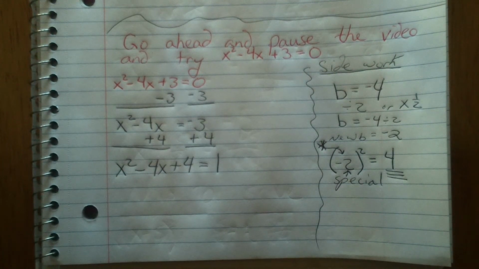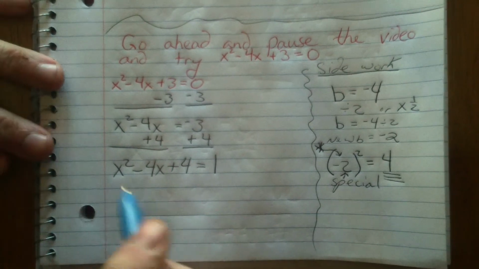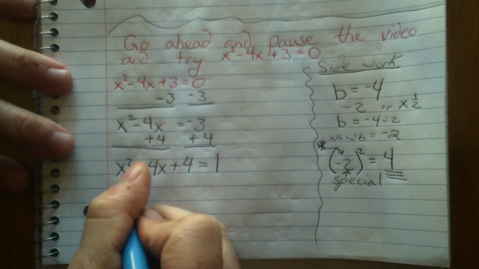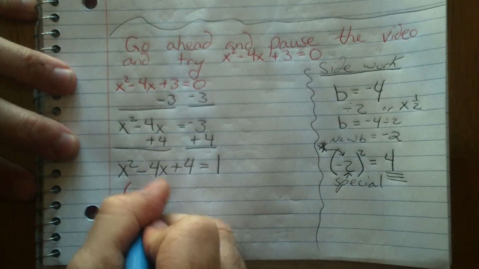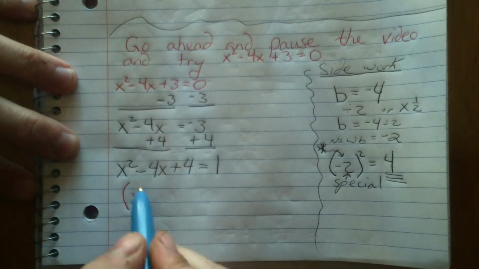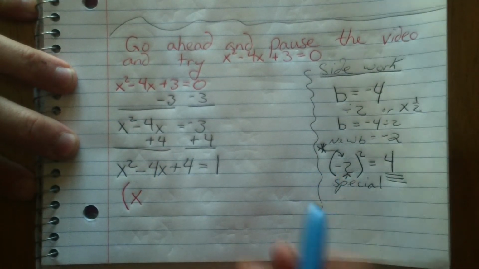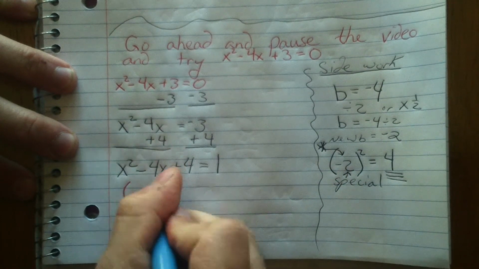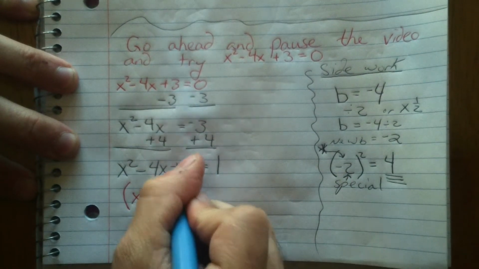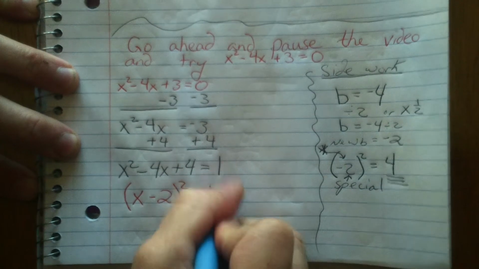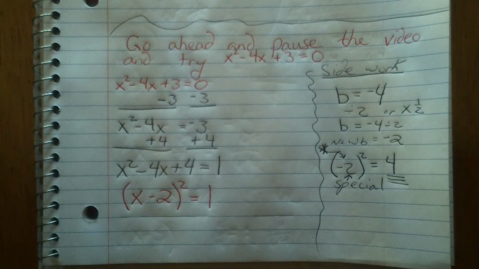And then we can complete the square, which is just factoring this, but when you factor this, you don't have to go through all the steps. You just do a parentheses, x, and then take your special number, which is negative 2, so minus 2, squared equals 1. And we have completed the square.